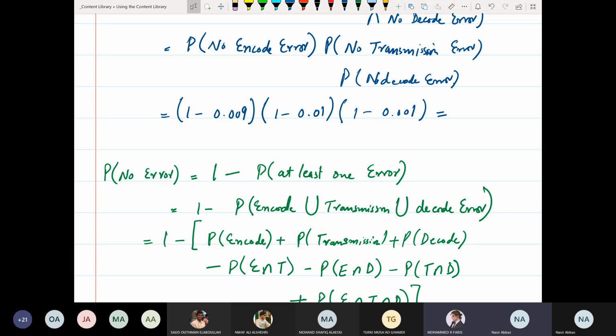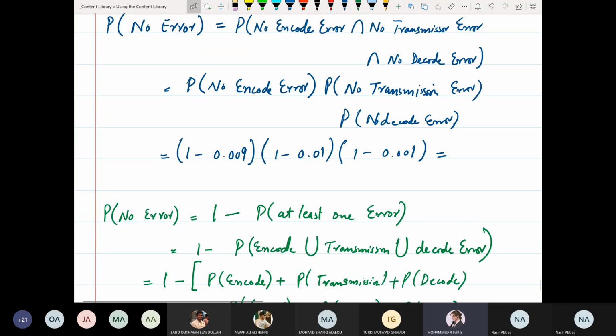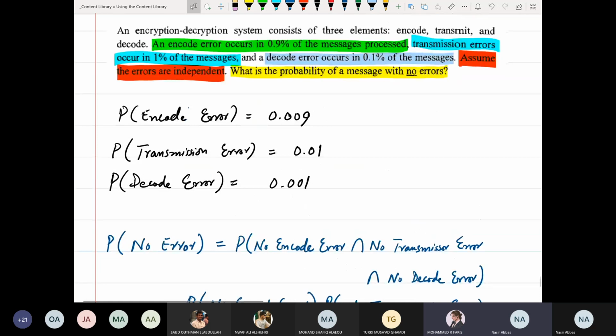Oh, okay. And 0.009, is it conditional probability or normal probability? No, there is no condition here. There is no conditional in this question. Okay, thank you. That's simply the probability of an encode error. Any other questions?